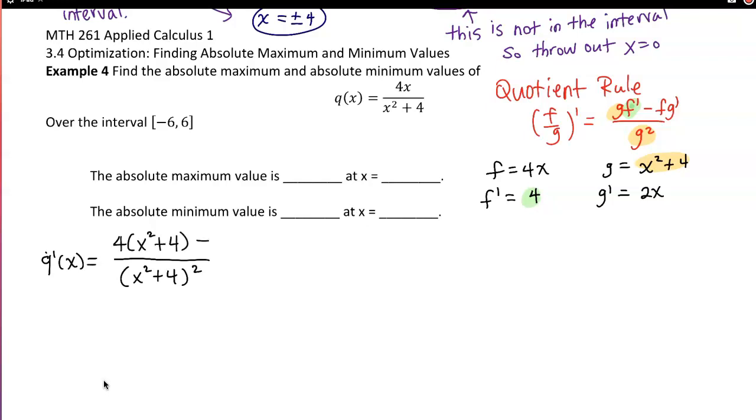Draw the minus sign. Let's go to the part after the minus sign. I need to multiply F, which is 4x, times G prime, which is 2x. Now we're going to multiply the yellow and the blue. Yellow is 4x, blue is 2x. Haven't done this quotient rule in a while.